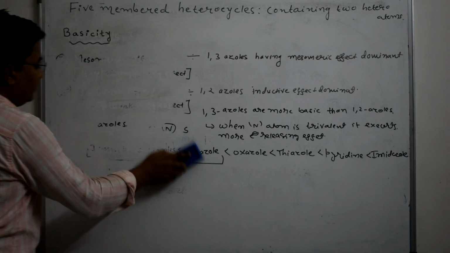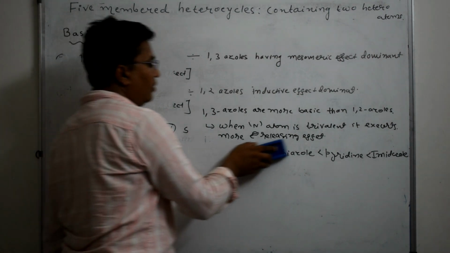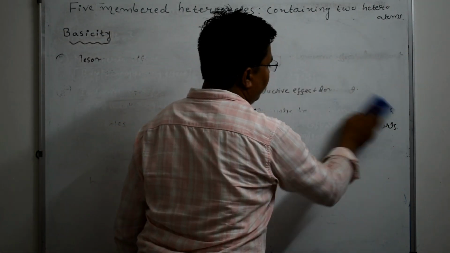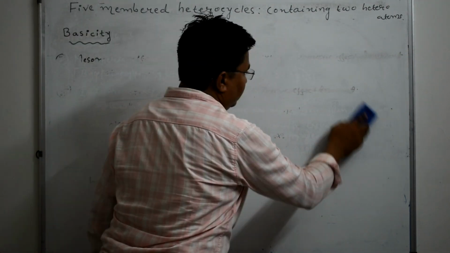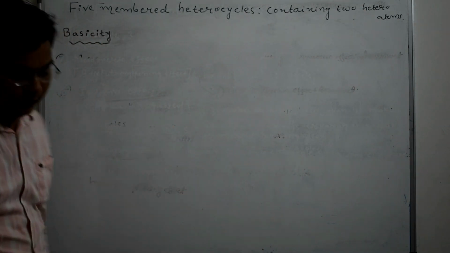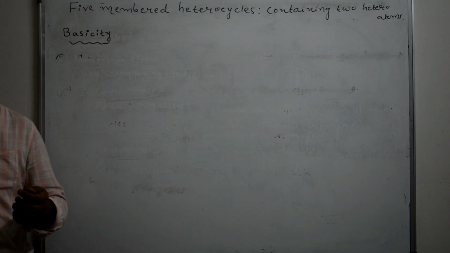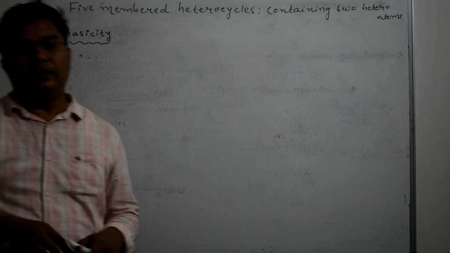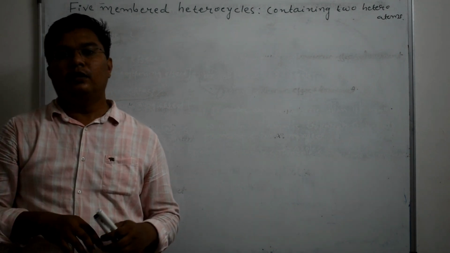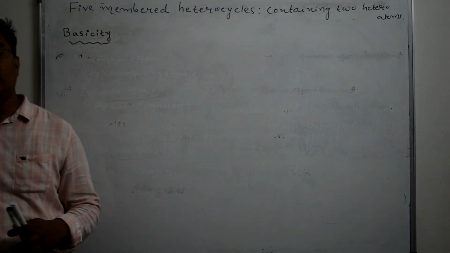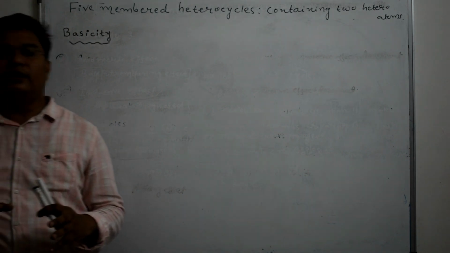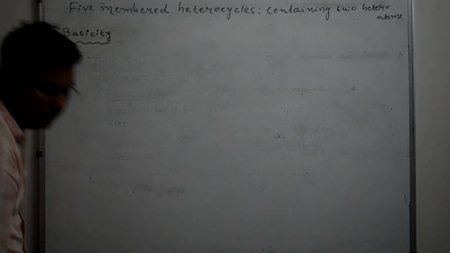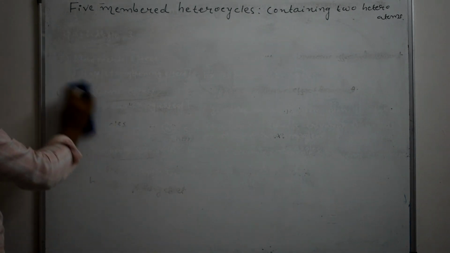We will see reactivity in reference to the electrophilic substitution reaction. Where there is a mesomeric effect, there will be a greater electron cloud around the ring. 1,3 azoles have more delocalization or more electron cloud around the ring, as there is a lesser inductive effect as compared to the 1,2 azoles. So in a broader aspect we can say that 1,3 azoles are more reactive than 1,2 azoles.